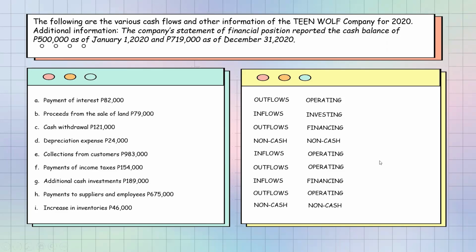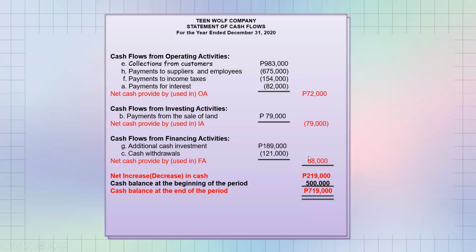So, let's see how we can build the statement of cash flows of Tin Wolf Company for the year 2020. The heading is Tin Wolf Company, Statement of Cash Flows for the year ended December 31, 2020. As Ate Casey mentioned earlier, the heading is important. Don't forget that, because it also earns plus points when checking.